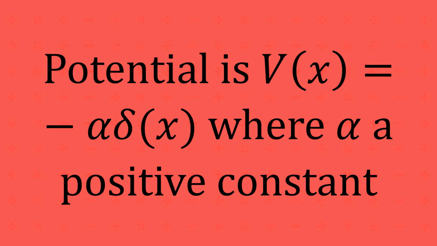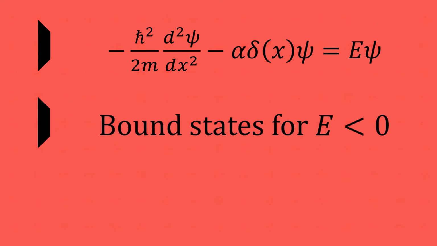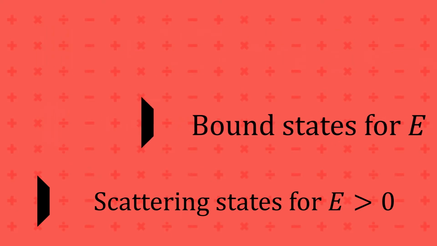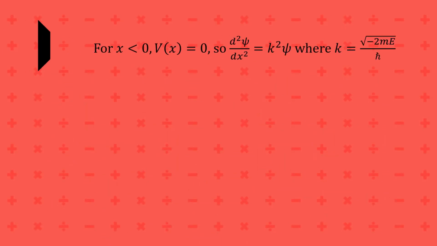The delta function potential is given by V of x is equal to minus alpha times the Dirac delta of x, where alpha is some positive constant. The Schrödinger equation is then given by this expression here. This gives bound states for negative energies and scattering states for positive energies. First, we'll consider the bound states, i.e.